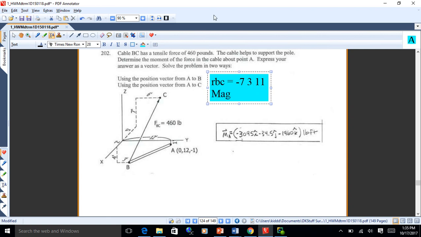The magnitude of RBC, when you run those numbers, you should get 13.38.